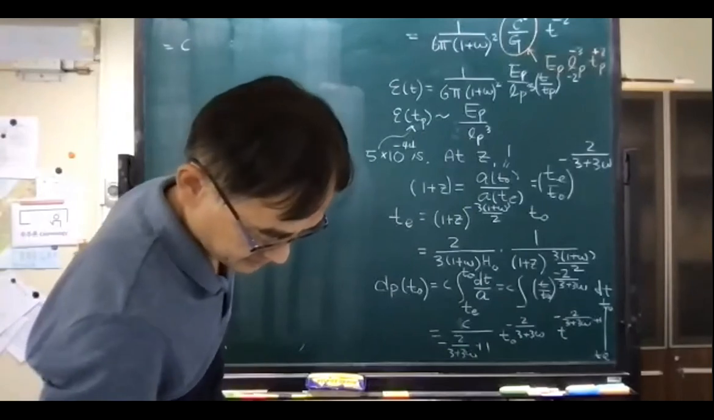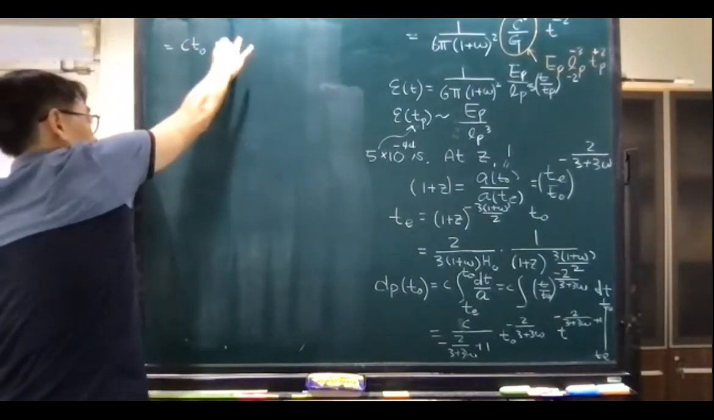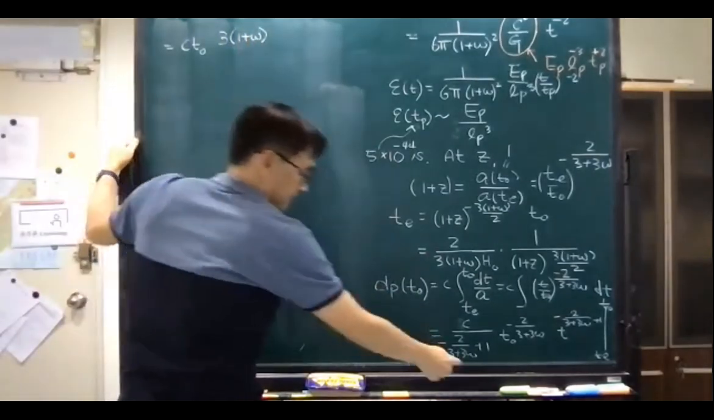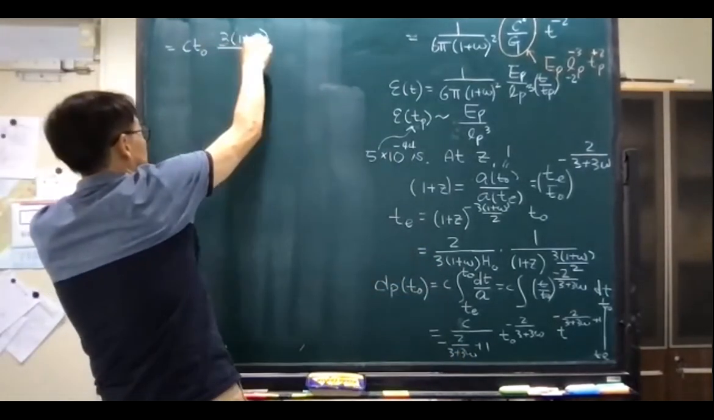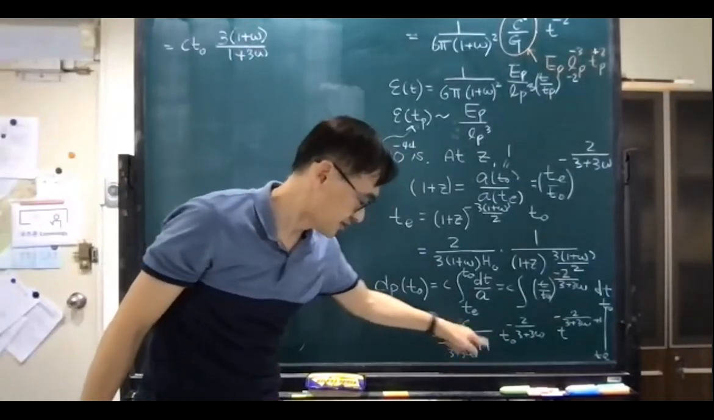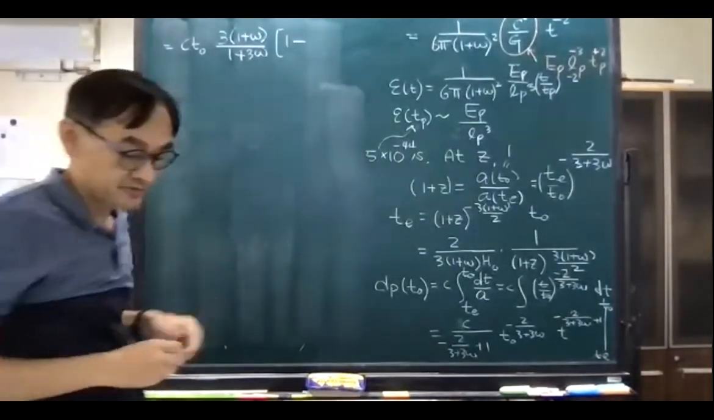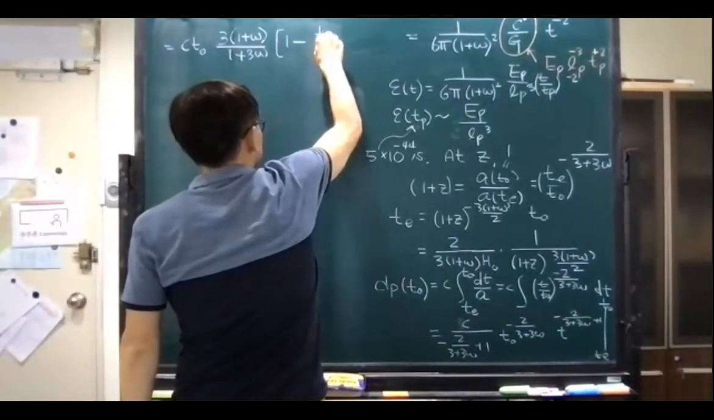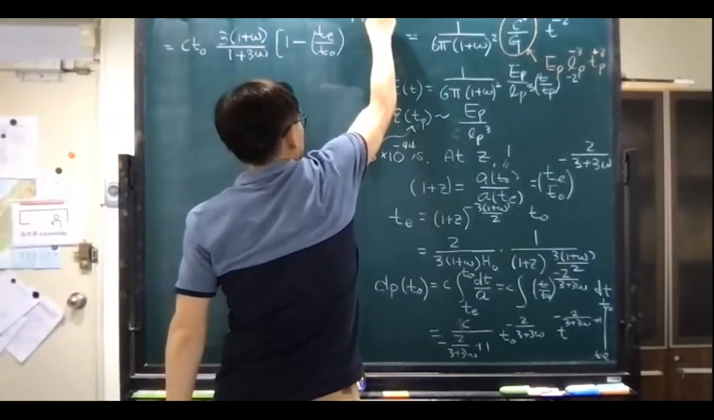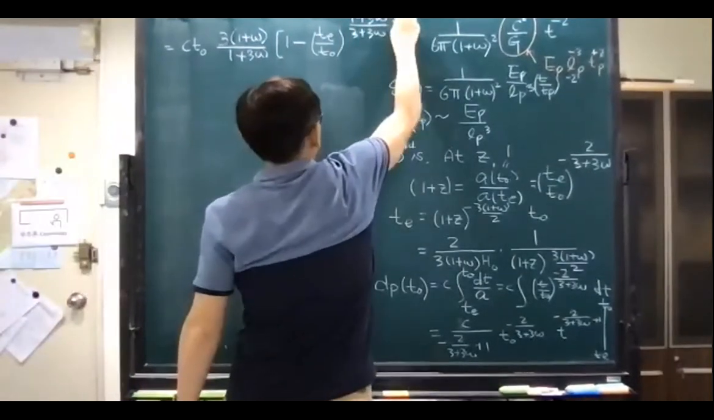I'll just give you the answer. You take out t0 and you have an extra factor. That's the factor that I'm talking about, w, essentially from this guy. And in the numerator, I have 1 plus 3w, which is from the denominator. And you take out t0, 1 minus the ratio of t emission over t0, to the power of 1 plus 3 omega divided by 3 plus 3 omega should be the answer.